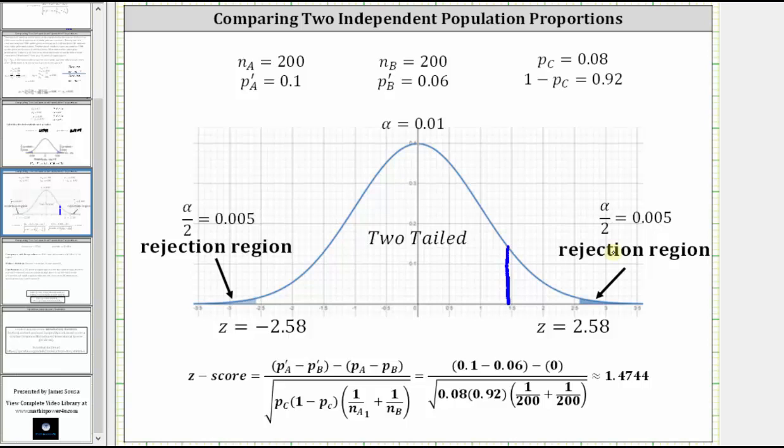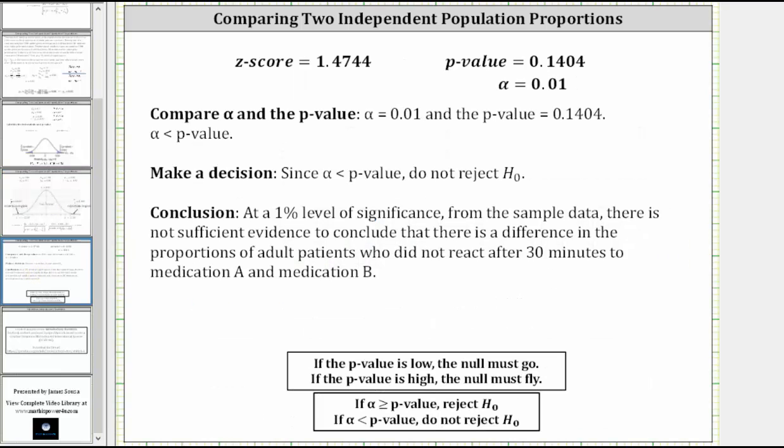But let's also draw the same conclusion by comparing alpha and the p-value. Notice how the p-value is high compared to alpha, and when the p-value is high, the null must fly, or more formally because the p-value is greater than alpha, or because alpha is less than the p-value, we do not reject the null hypothesis. Which means, in conclusion, at a 1% level of significance from the sample data, there is not sufficient evidence to conclude that there is a difference in the proportions of adult patients who did not react after 30 minutes to medication A and medication B.